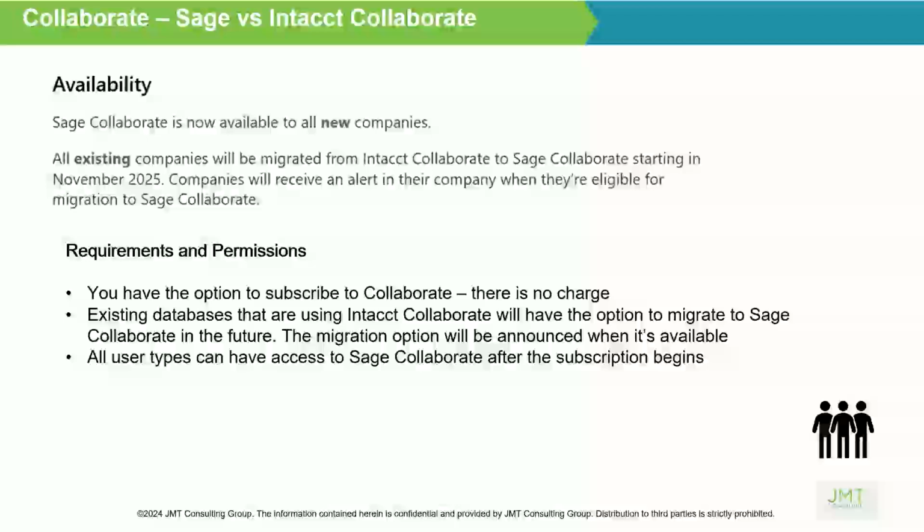If you've been live for a while and you're not using Collaborate yet, you have the option. We can turn it on now, and you can start using Sage Collaborate now. You don't have to migrate because you haven't used it. So it's free. There is no charge. If you have not had it turned on and would like Collaborate turned on, let us know and we can help you with it.